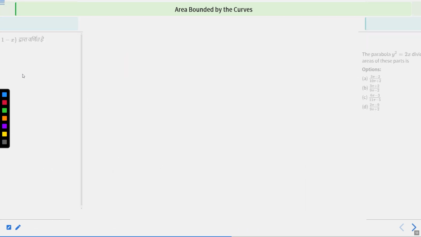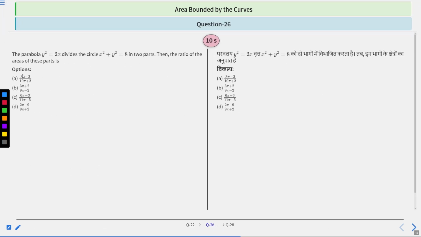Now, let's move to the next question, question number 26, which says that the parabola y square is equal to 2x divides the circle x square plus y square is equal to 8 into 2 parts. Then the ratio of the areas of these parts is.